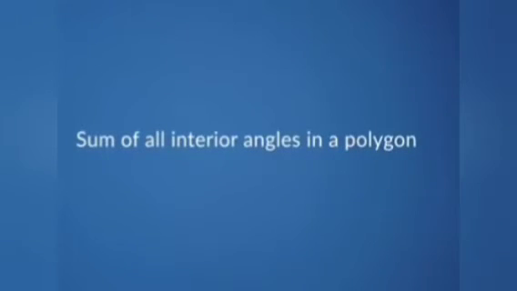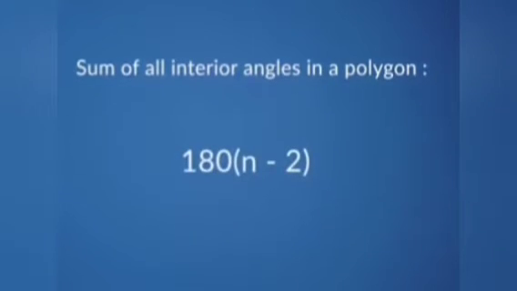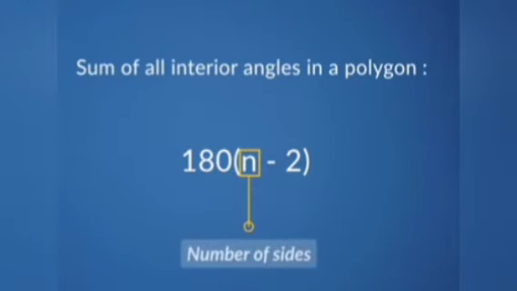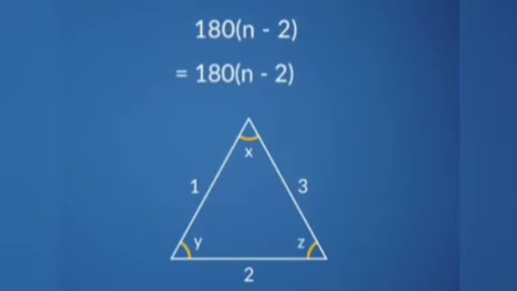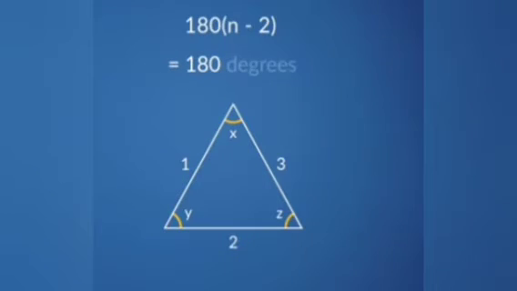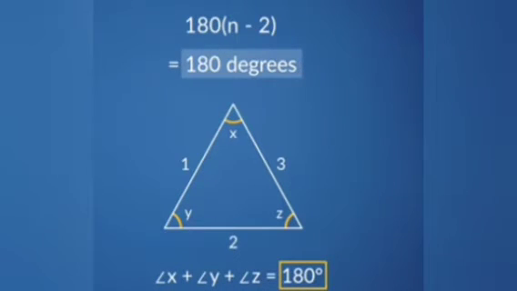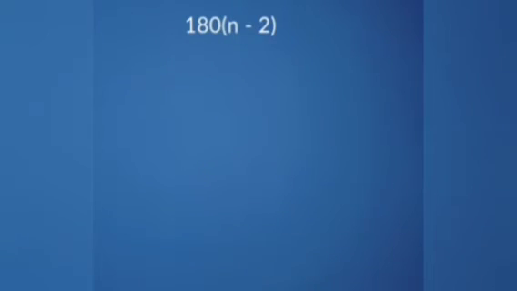Now here is something interesting. In order to find the sum of all the interior angles in a polygon, all we have to do is multiply n minus 2 by 180, where n is the number of sides of the polygon. For example, a triangle has three sides, and thus the sum of the interior angles in a triangle will be 180 times 3 minus 2. 3 minus 2 is 1, and 1 times 180 is 180 degrees. So, the sum of all interior angles in a triangle is 180 degrees.